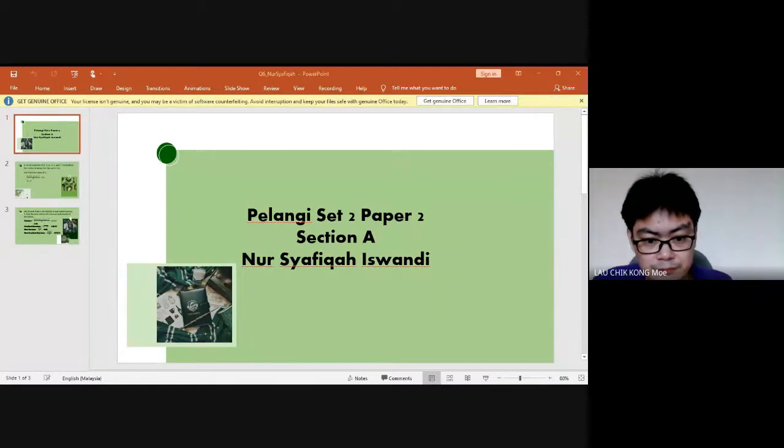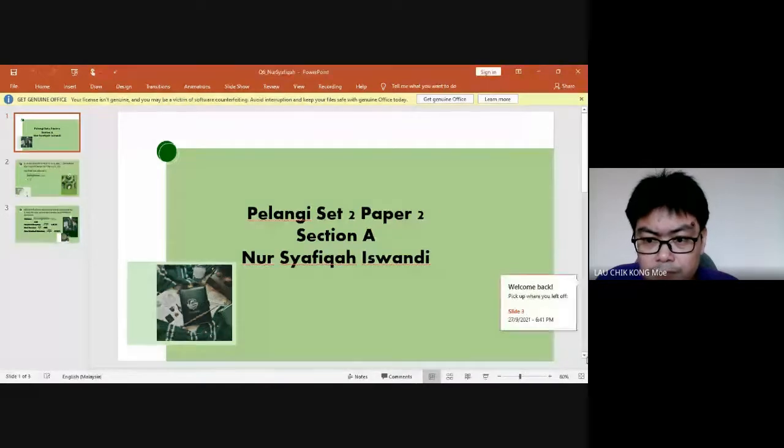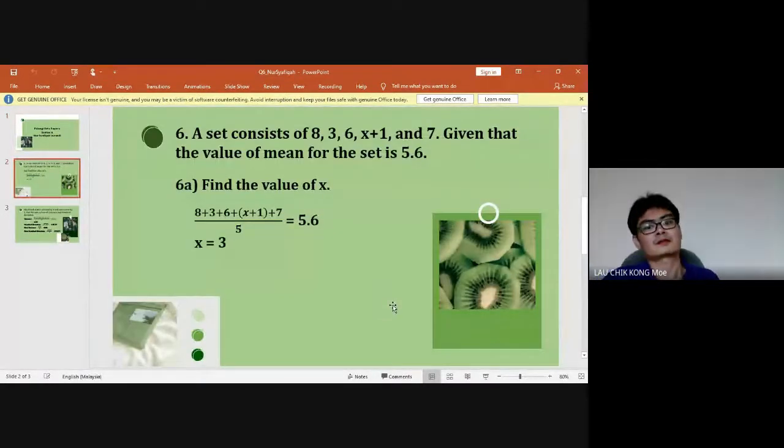A set consists of 8, 3, 6, x, and 7. Given that the mean for the set is 5.6, find the value of x. So 8 plus 3 plus 6 plus x plus 7, divided by the number of data, which is 5, equals 5.6. By the calculator, we find that x equals 3.